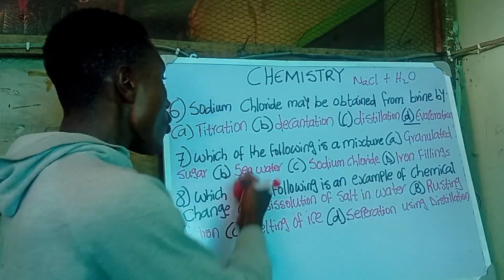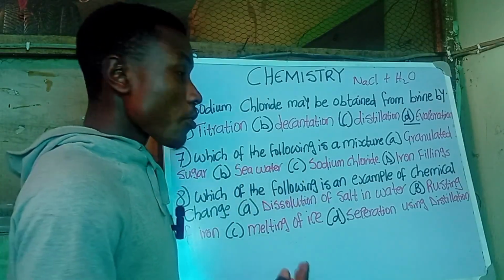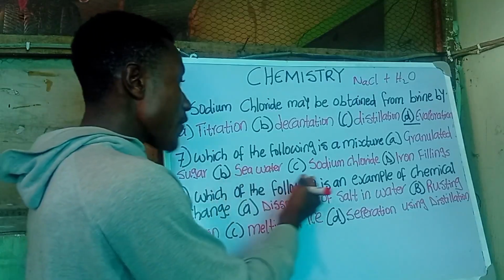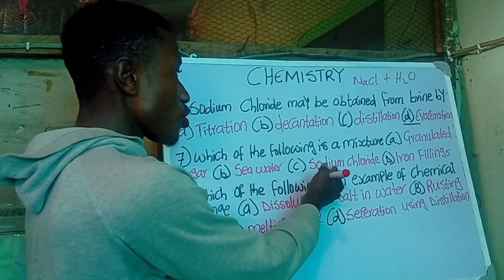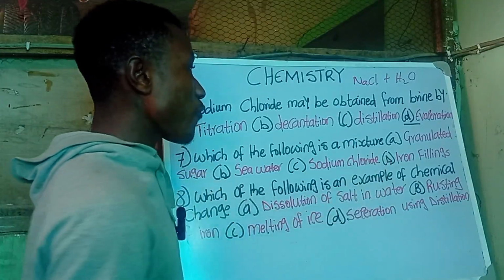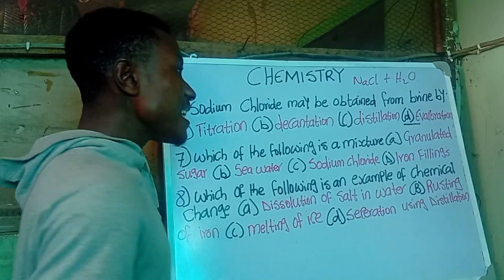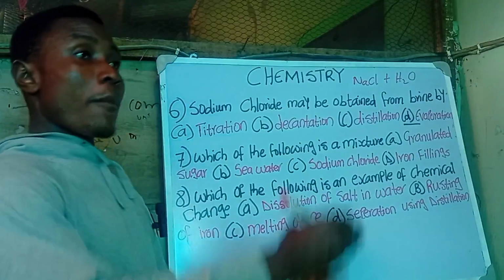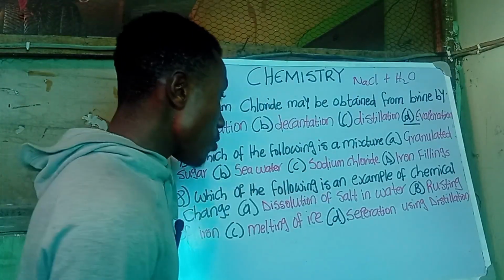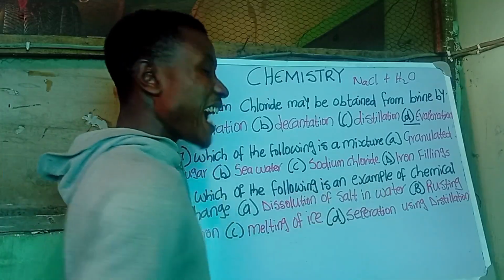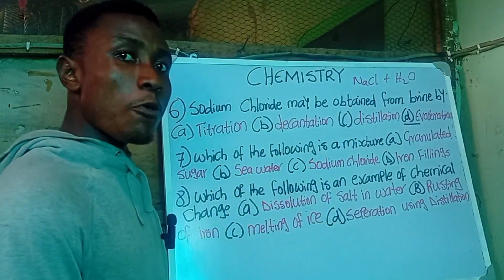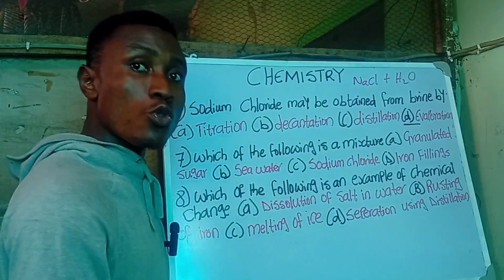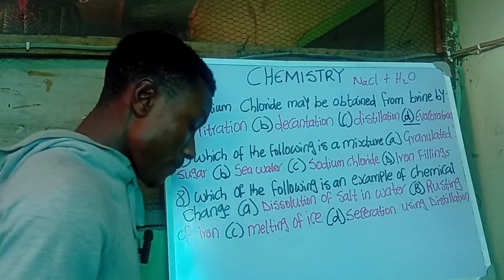Question number 7, it says, which of the following is a mixture? We have A, granulated sugar. B, we have seawater. C, we have sodium chloride. And D, we have iron filings. Forget about the word granulated. Don't talk about sugar. Iron is simply an element. So forget about the word filings, they want to use it to confuse you. So the correct answer here is seawater.